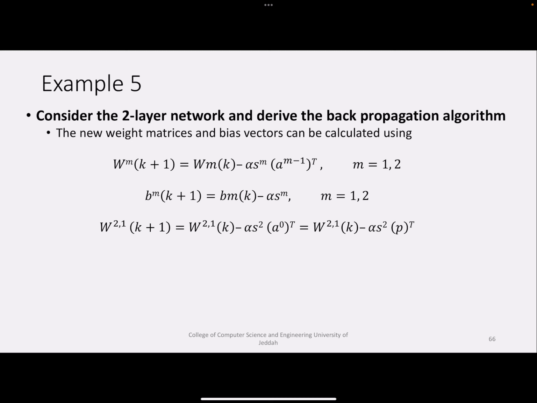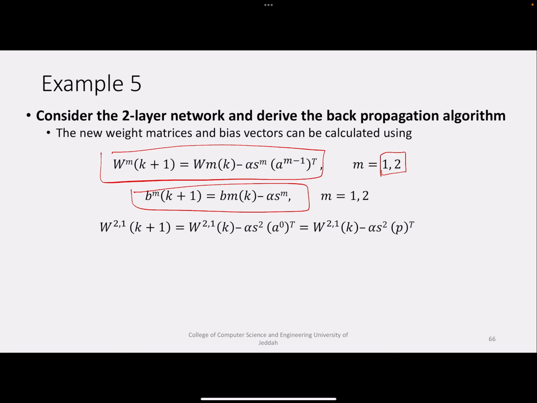So remember, this was how we updated weights and biases for an M-layer neural network, which means in our case, with a two-layer neural network, M can only be 1 or 2, which means the weights for second layer will be updated like this, and that's it. That is the end of chapter 7, and we'll move on to the next chapter in the next lecture.